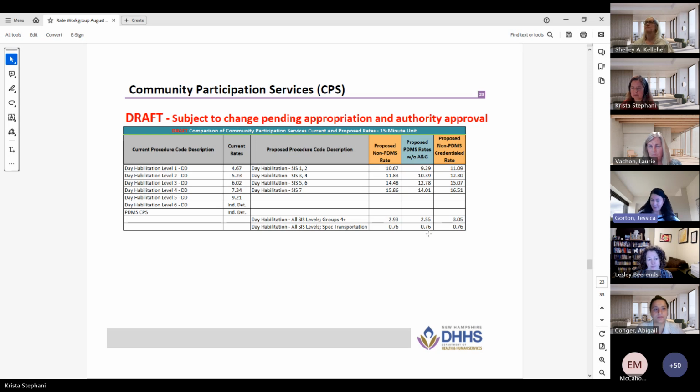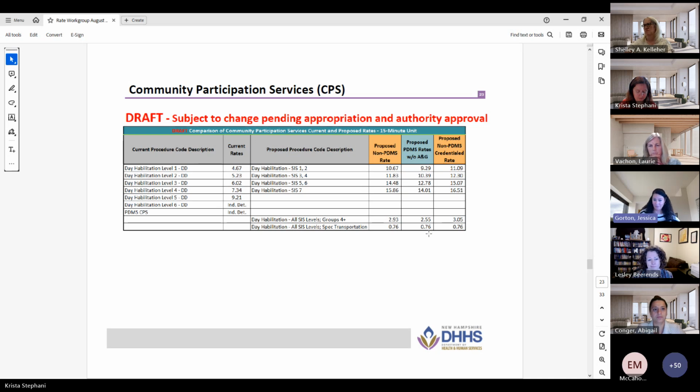Most states, and we are not most states, and that's kind of where I'm going with this, most states, when they're developing a PDMS rate, would not include both the program-related expenses and the A&G. We wanted to meet in the middle on that, recognizing that some of those functions happen, but some of them don't, but then also recognizing that that might give the flexibility for an individual or family that chooses to pursue credentialing to have a source of funding for that credentialing or to distribute as they choose in other areas of their budget.